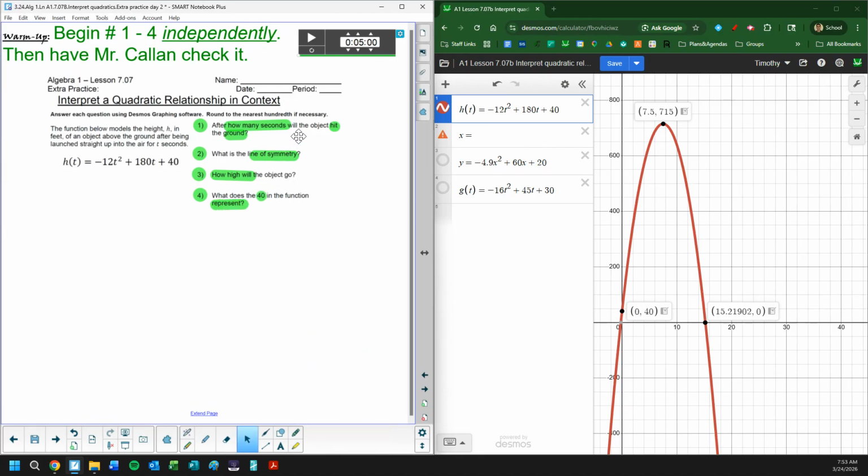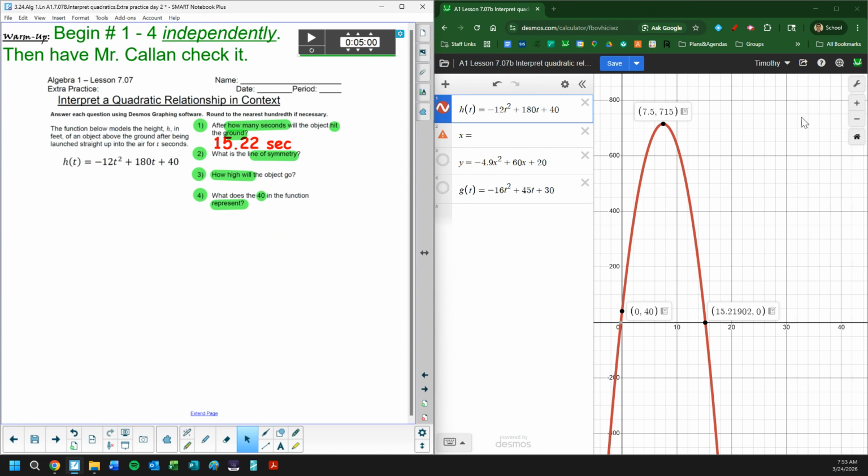So I'm looking for how many seconds until it'll hit the ground, and I start at the starting value, the y-intercept, and it goes up, and then it goes back down, and it hits the ground at 15 point blah, blah, blah. We did ask in the directions to round to the nearest hundredth, therefore, the best answer is about 15 and 22 hundredths of a second.